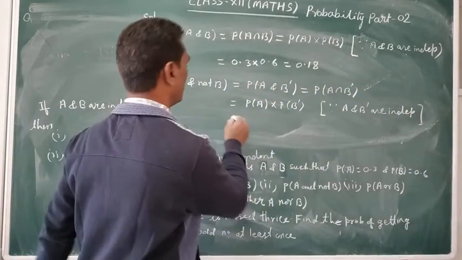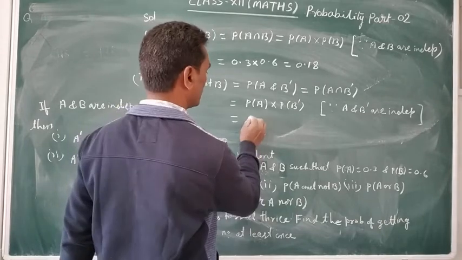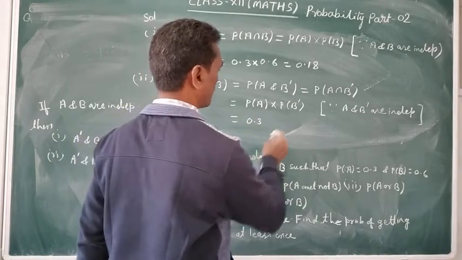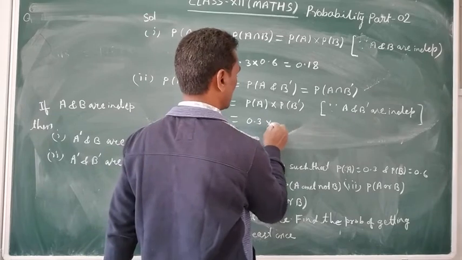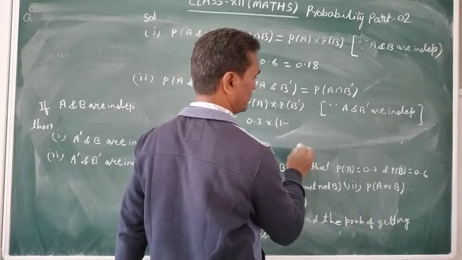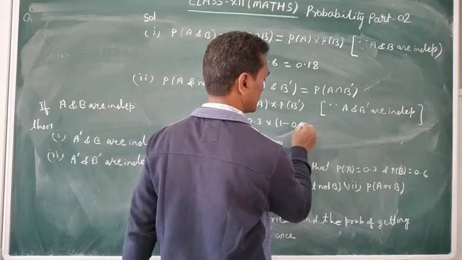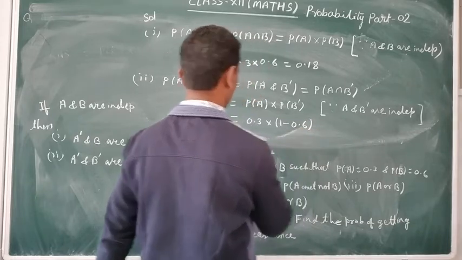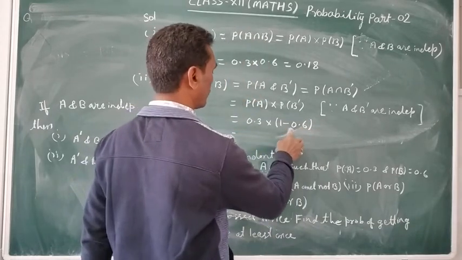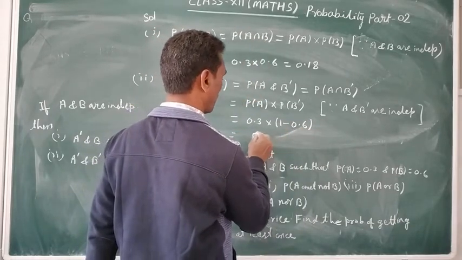Now here put the value. Probability of A is given 0.3 and probability of B dash is 1 minus probability of B, that is 0.6. So this is 0.4 and 0.3 into 0.4, so 0.12.